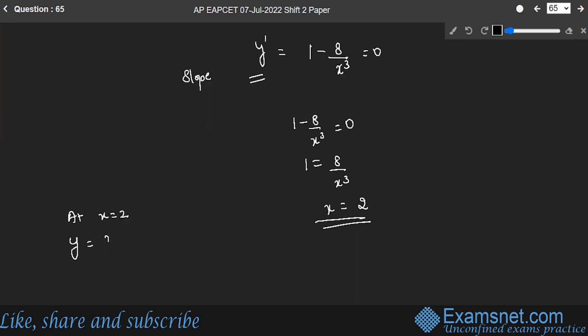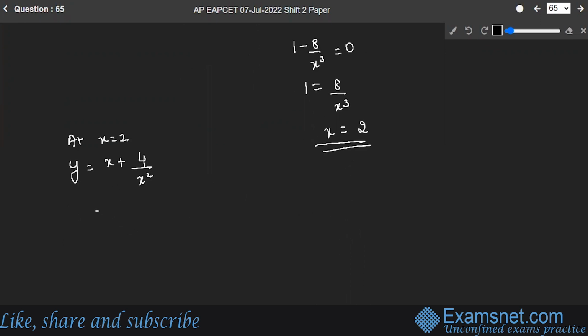Y is equal to x plus 4 upon x square, so it will be 3. So, at x is equal to 2, y is equal to 3. That means the point at which we have to make the tangent to the curve is (2, 3).